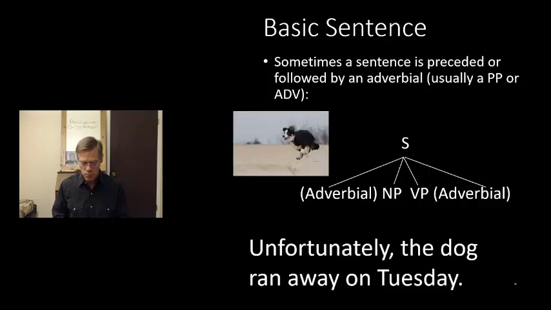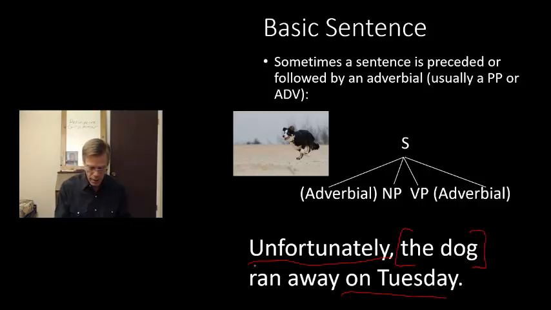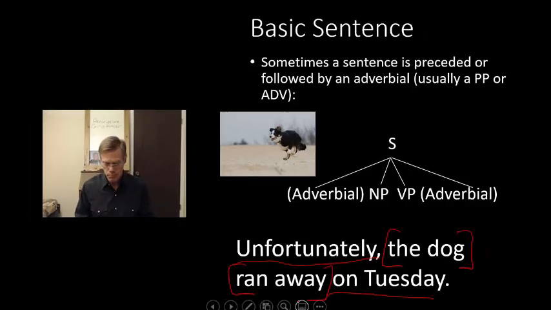So, for example, you could get, unfortunately, the dog ran away on Tuesday. So you have this adverbial at the beginning, the adverb unfortunately, and an adverbial at the end, on Tuesday. You still have your noun phrase subject and your verb phrase predicate.